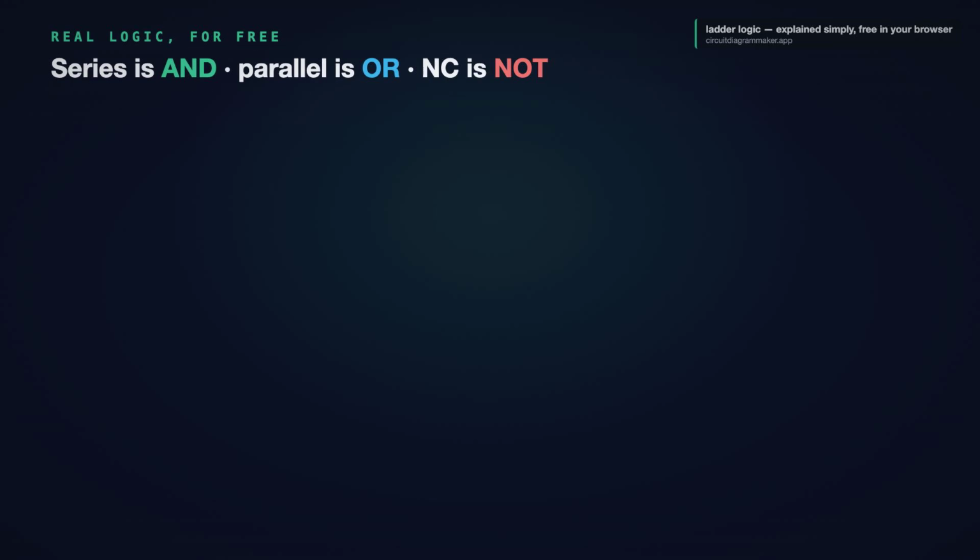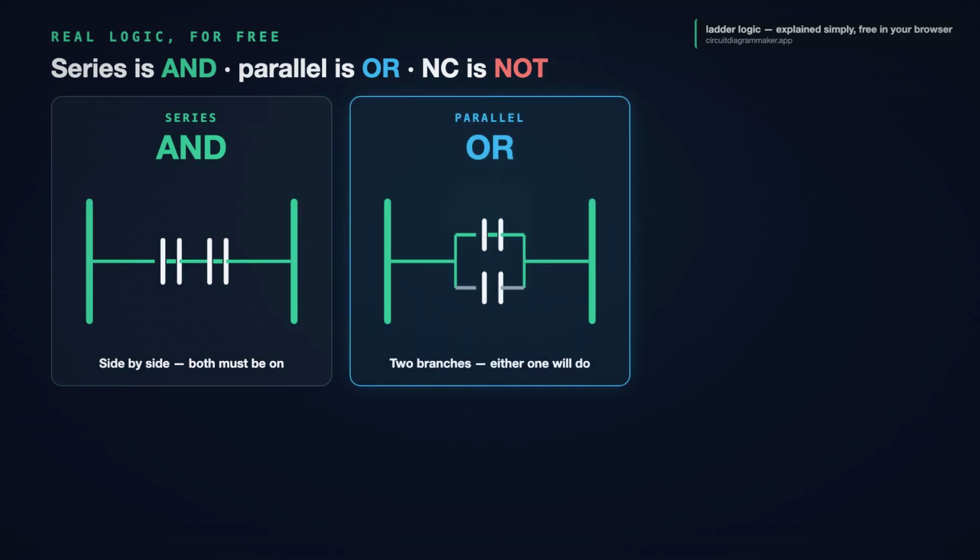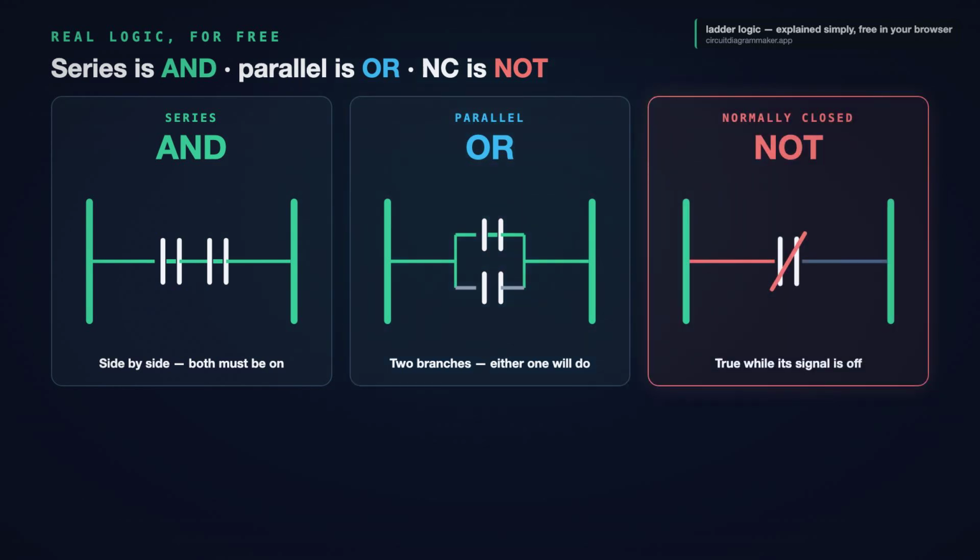Put two contacts side by side, in series, and both must be on for power to pass. That is an AND. Stack two contacts in parallel branches, and either one on its own will do. That is an OR. And a normally closed contact, remember, is true while its signal is off. That is a NOT. AND, OR, NOT, the whole of Boolean logic drawn as wires. That is why engineers reach for it.